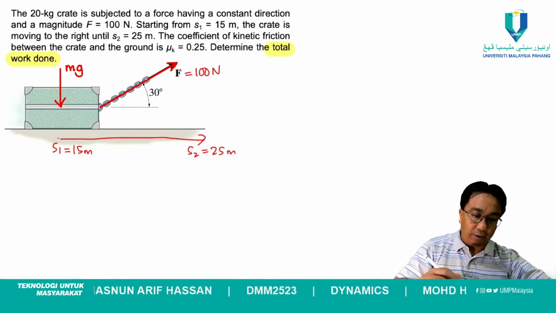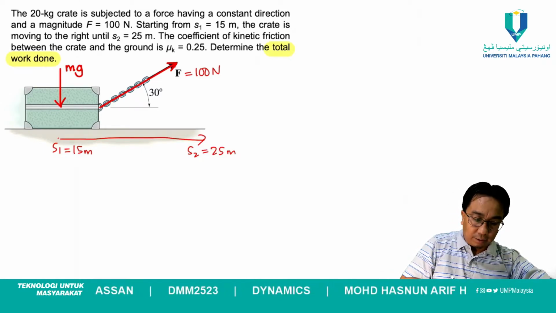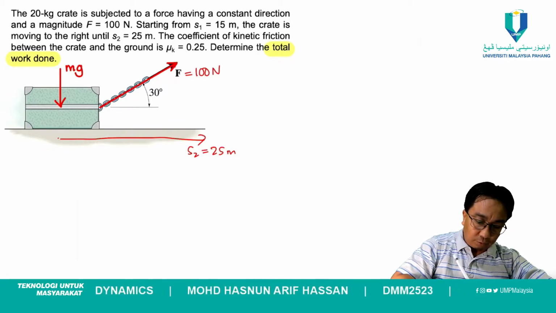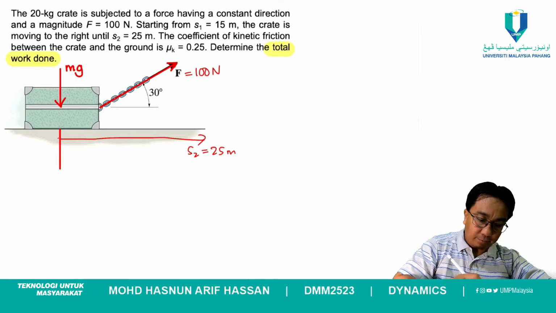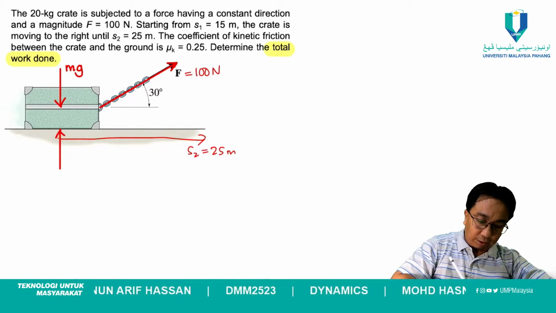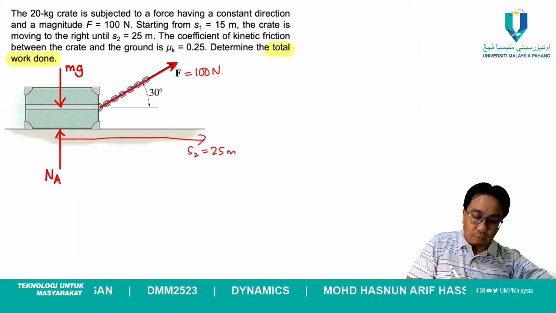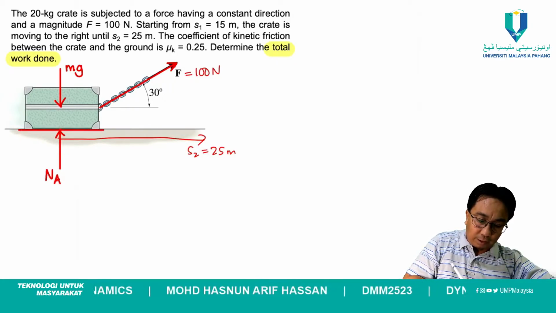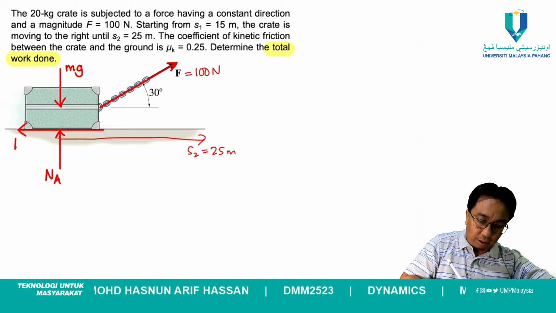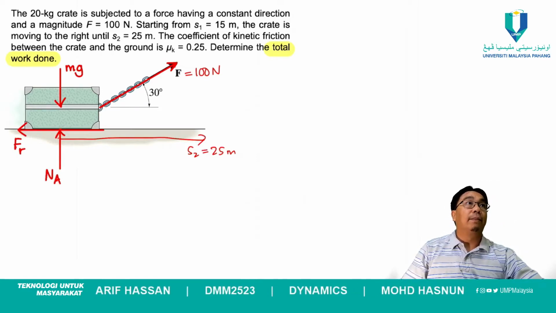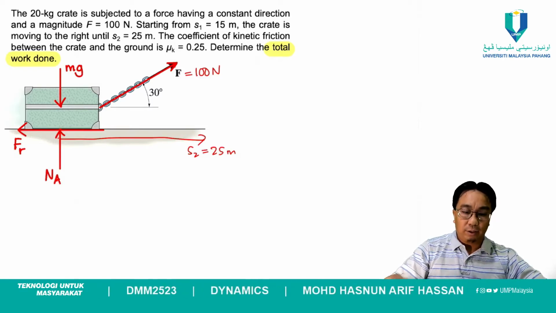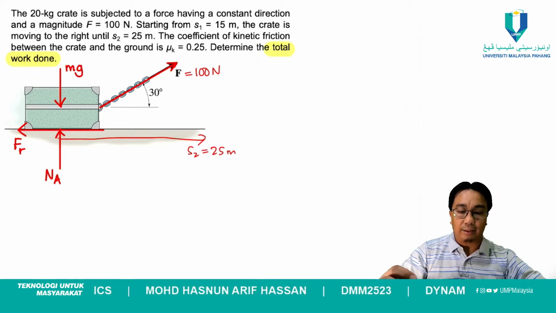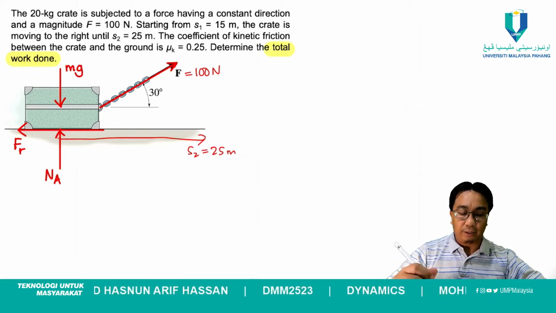Correct, normal and friction. So I'm going to erase this first because I want to draw the normal force. Normal force will be acting somewhere here. Okay, let's call this N, and then we're going to have friction force, which is in the opposite direction of the motion. So this will be F friction. Okay, so altogether we have 4 forces currently acting on the crate.